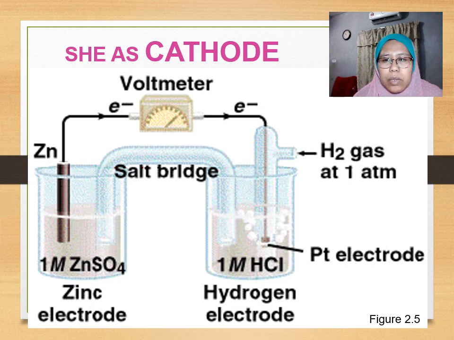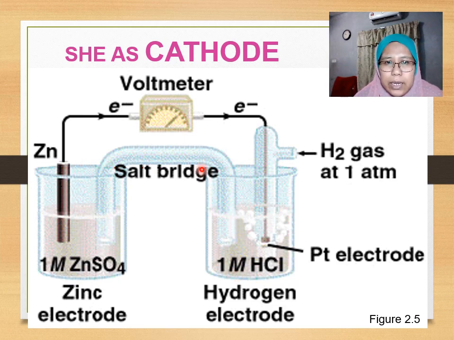Now, here we use standard hydrogen electrode as a cathode. Where is cathode situated? On the right. And you can see the platinum electrode is here. H2 gas is coming in or going out. And then you have 1 molar of HCl. The H+ must be in the concentration of 1 molar.